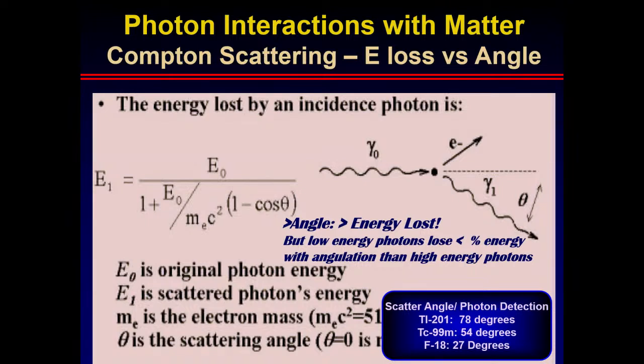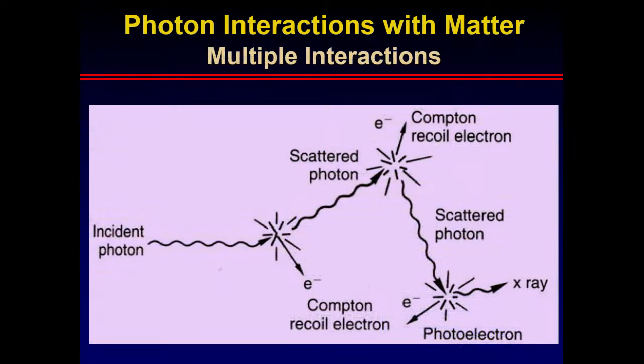So that's good, because we only want to image photons that have the least amount of scatter. Hopefully we don't image any that are scattered, but we try to image those that have the least amount of scatter, and the higher the energy, the more likely we are not to image those kind of photons if they are scattered. You can also have multiple Compton scatters.